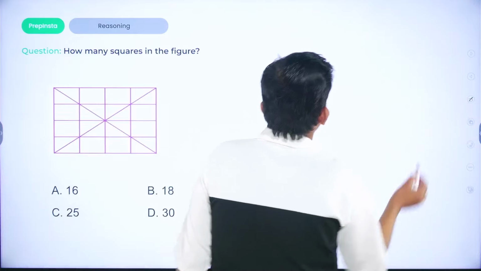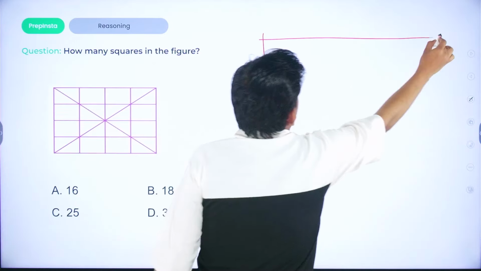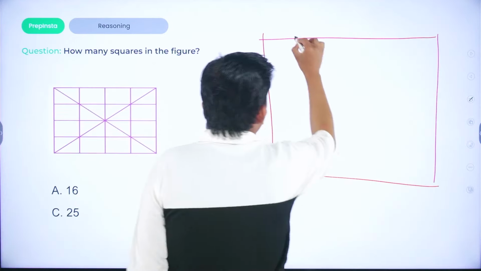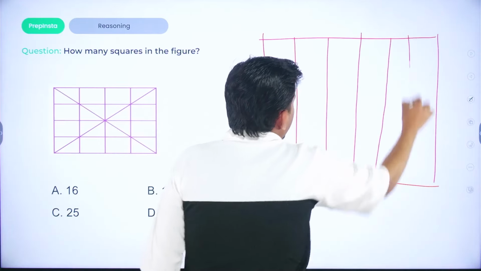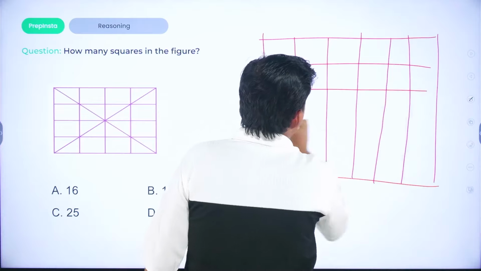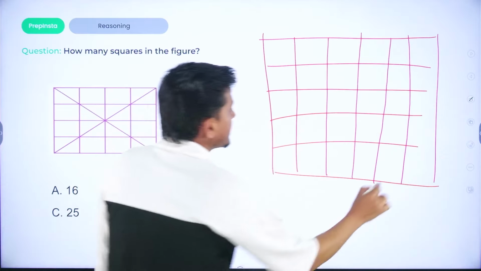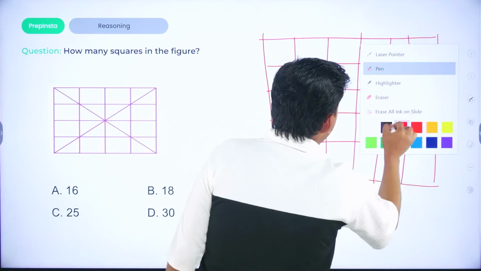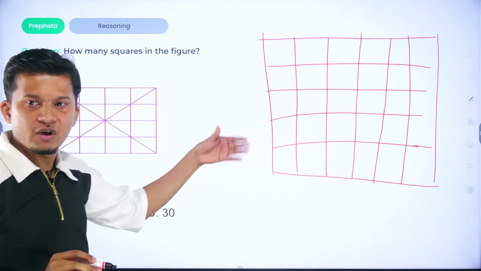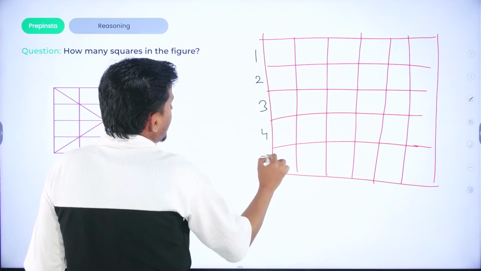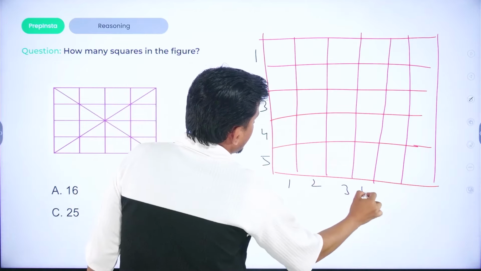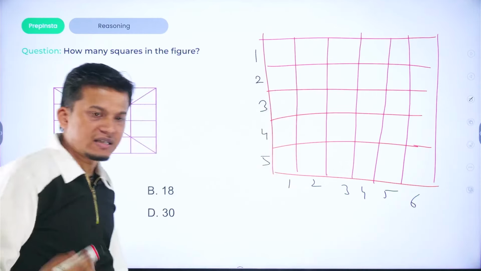Let us take another example. Suppose this is the figure that has been given to us, and we have to find the number of rectangles in it. Just assign the values if you have to count the number of rectangles. So we have 2 3 4 5, here 1 2 3 4 5 6. Just count down the values.